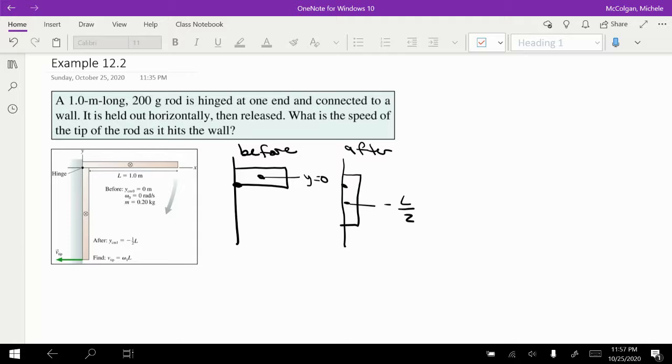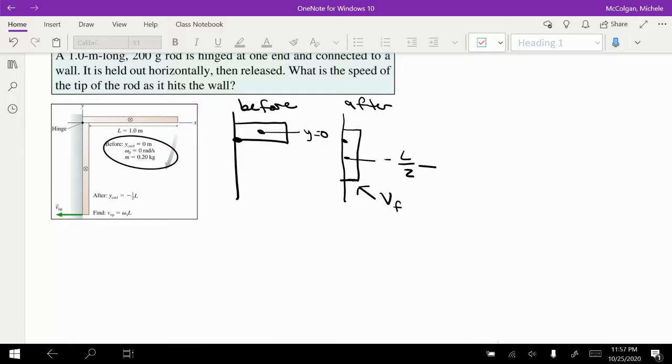We're trying to find the speed, so we're trying to find the speed v final. So we have our givens and finds here. I'm not going to write them because they're given right here. This is our before. We have our center of mass is 0, our omega is 0, and our mass is 0.2. And then after we have our center of mass here is L over 2. And we're trying to find V at the tip, right when it hits the wall.